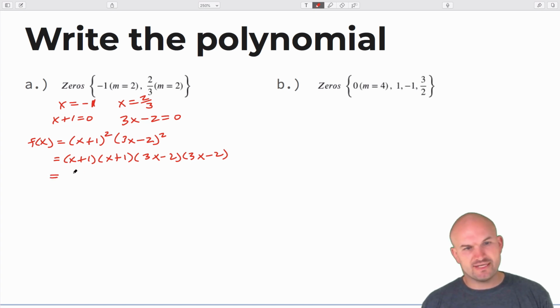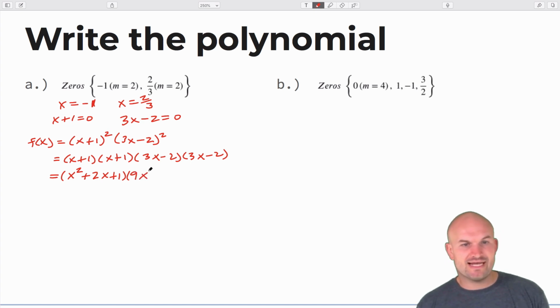Hopefully you can do this on a separate sheet of paper if you can't do it in your head, because I'm going to get x squared plus 2x plus 1, since we already practiced multiplying out the binomial. This should give me a 9x squared. Let's see, that's going to be -6x. This will be a -6x, so that's going to be a -12x, and then plus 4.